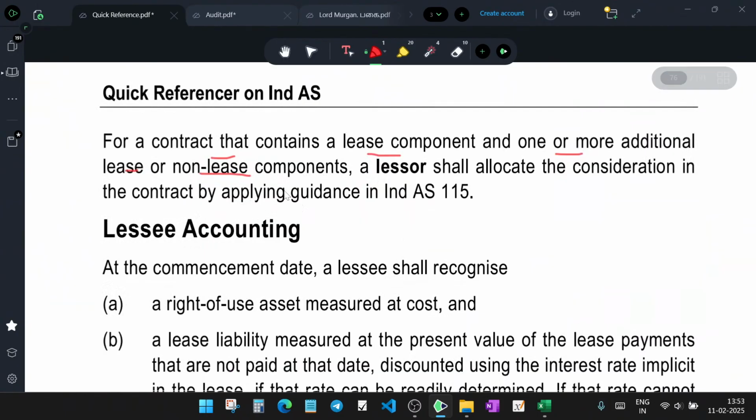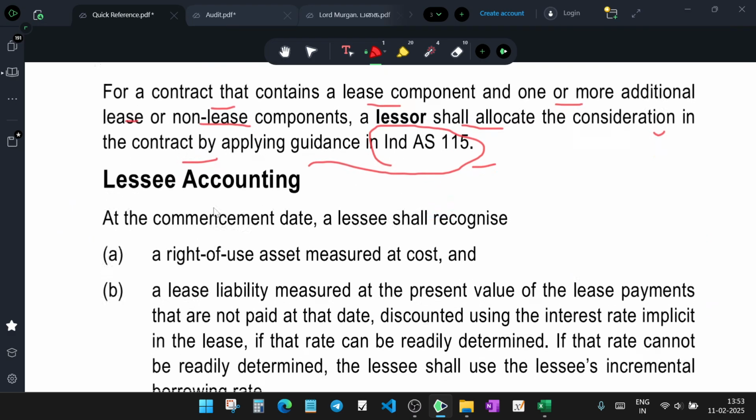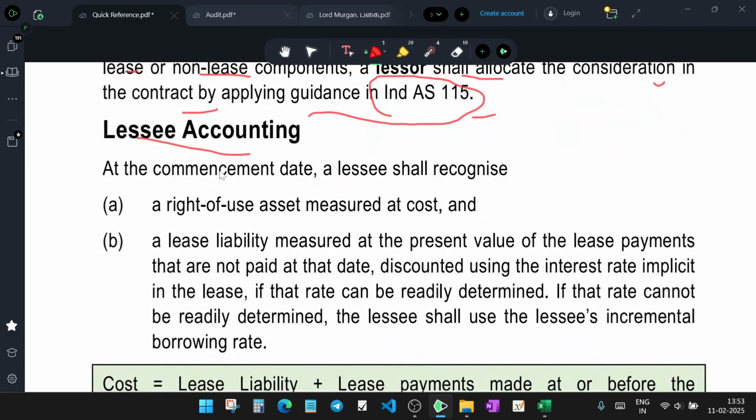A lessor shall allocate the consideration in the contract by applying the guidance in Ind AS 115. Second one, lessee accounting: how to account for the lease. At the commencement date, the lessee shall recognize the right-of-use asset and measure it at cost. So we can find whether it is an operating lease or a finance lease. That's the main question. The lease liability is measured at the present value of lease payments, always present value. So future payments should be converted to present value. Only then should the lease be considered.